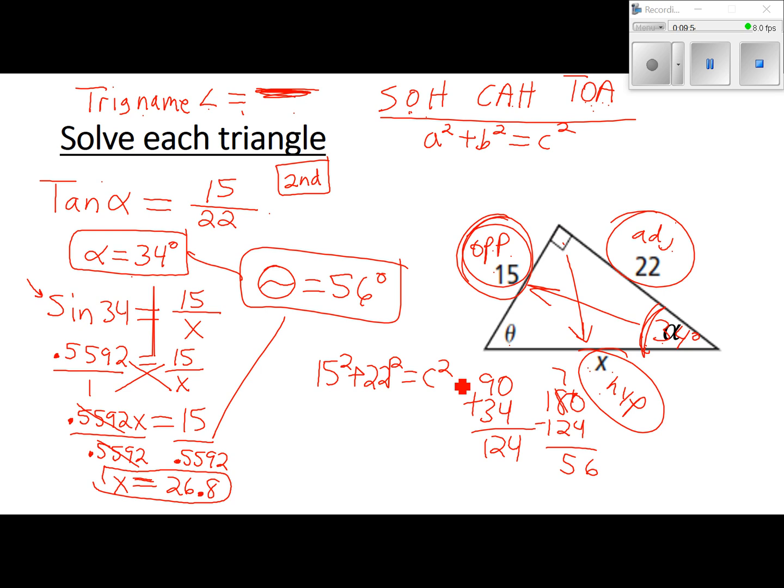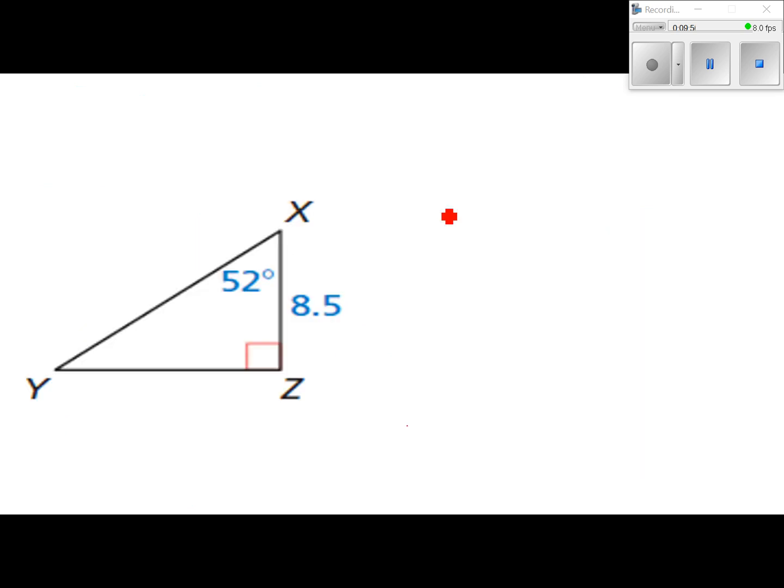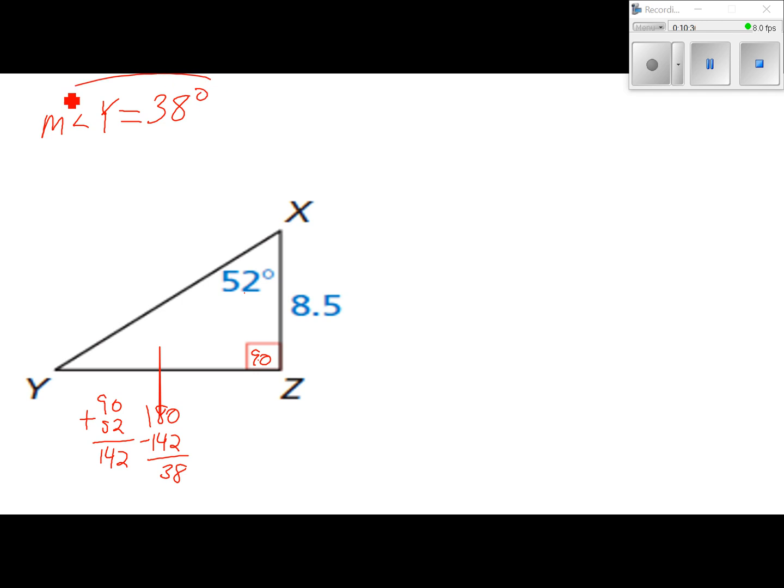Next one. On this one, I'm going to start off finding the easiest thing first, and the easiest thing to find is the measure of angle y right here. So measure of angle y, that's going to be one of our answers. It's the easiest because we know that this angle is 90, this angle is 52, so we just add 90 plus 52, we get 142, subtract that from 180, and we get 38. So the measure of angle y is 38 degrees. That's one of our answers. We can put it in there.